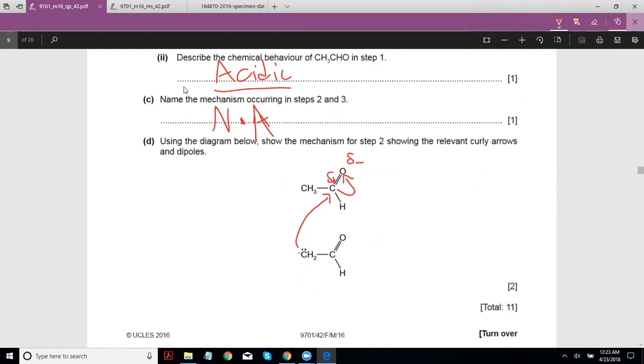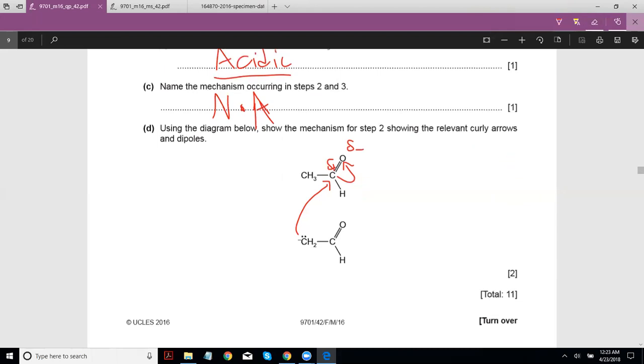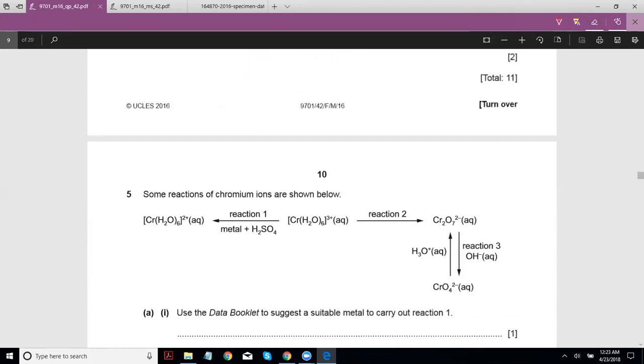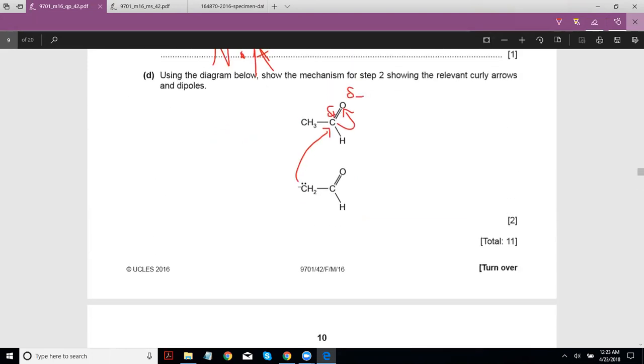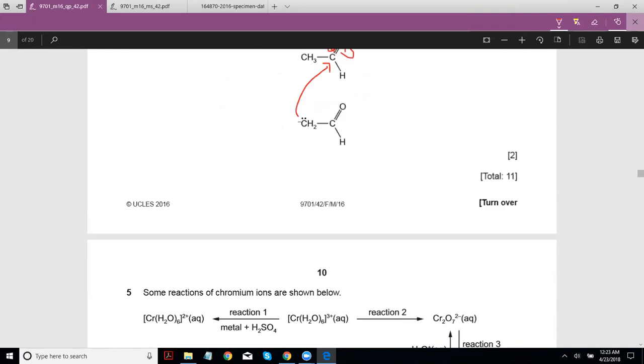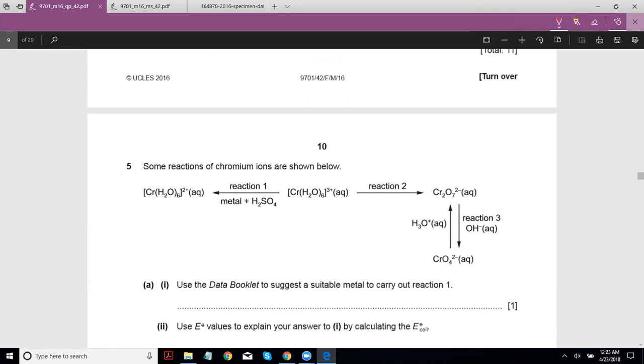If I remember correctly, how did homolytic go? Yeah, that's right. You go from the double bond for the fission, not from the atom.